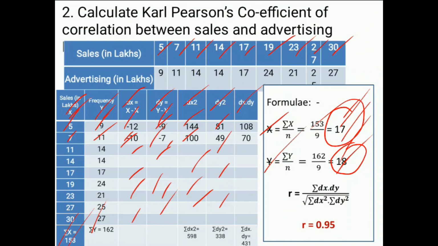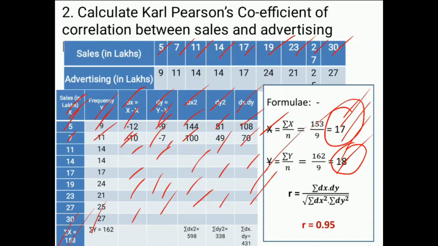The last one is dx into dy. So 12 into 9 is 108, where 12 is dx and 9 is dy. Minus 12 into minus 9, minus into minus is plus 108. 10 into 7, again minus into minus is plus, 10 into 7 is 70. Follow the steps for all the rows.